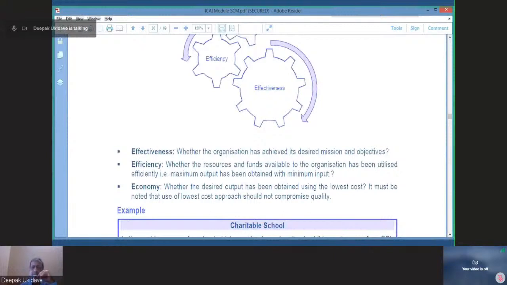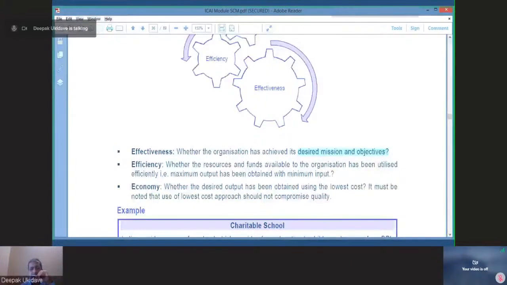When we talk about effectiveness, the first question asked is whether the organization has achieved its desired mission and objectives. Whether the final goals, final objectives or desired mission have been achieved. That is called effectiveness. Otherwise, the whole purpose of setting up a charitable organization is futile. It is of no use if we are not able to achieve the final, desired mission and objective.